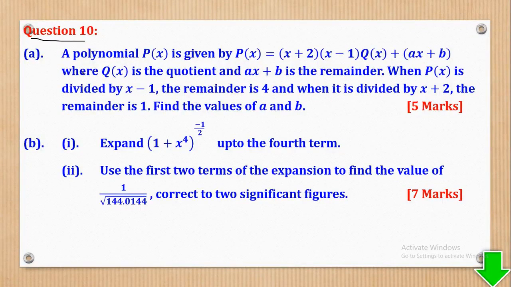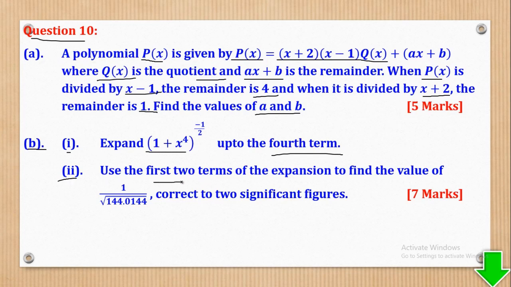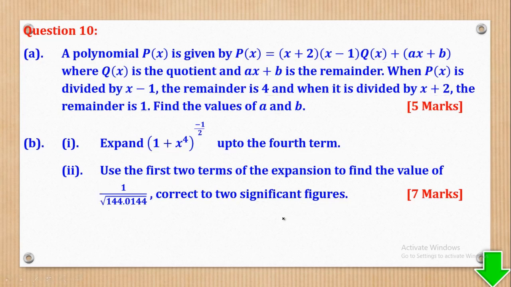So question 10 part A says a polynomial px is given by px equal to this, where qx is the quotient and ax plus b is the remainder. When px is divided by x minus 1, the remainder is 4, and when it is divided by x plus 2, the remainder is 1. Find the values of a and b. There is part A. Part B, Roman 1 says expand this up to the 4th term, and Roman 2 says use the first 2 terms of the expansion to find the value of this correct to 2 significant figures. So we shall start with part A.